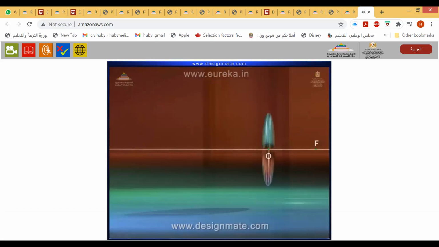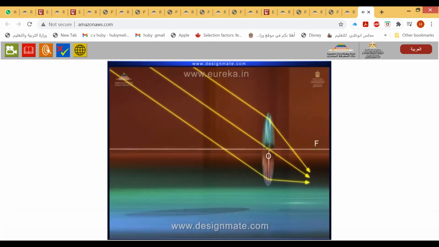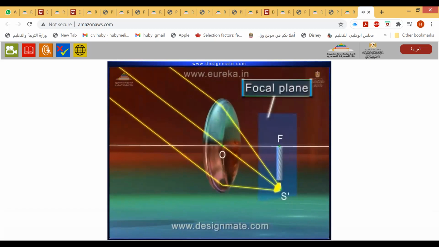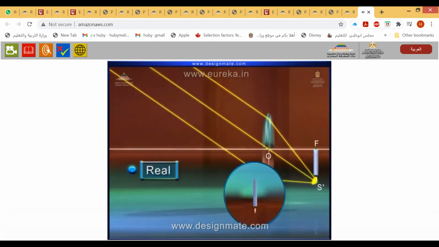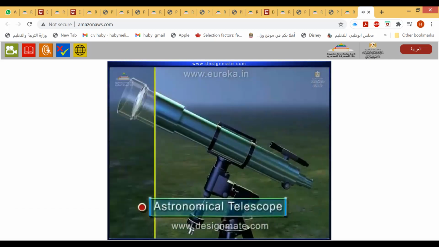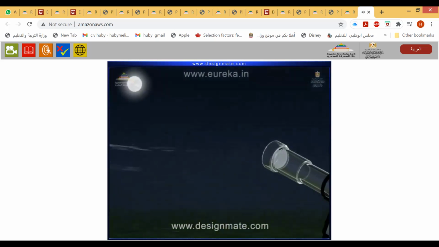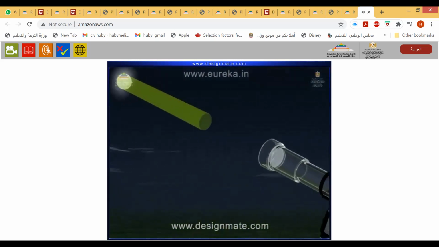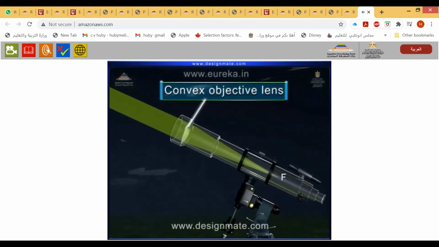Next, in the second case, parallel incident rays from the object do not converge exactly at the focal point, but at some point S dash in the focal plane on the other side of the lens. And due to this, a real, inverted, and diminished image is formed at the point S dash. This type of image formation is used in an astronomical telescope, where parallel rays from a distant object, after passing through the convex objective lens, get converged at its focal point.